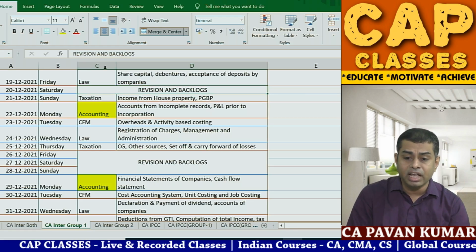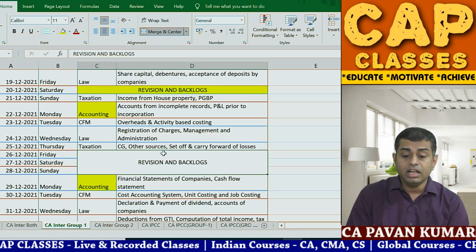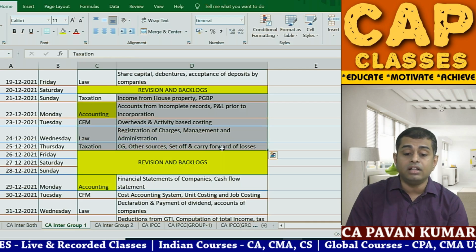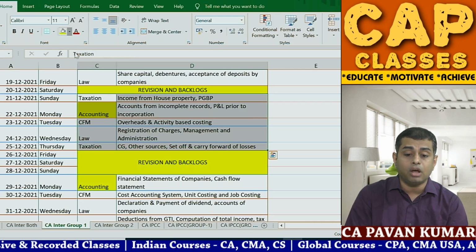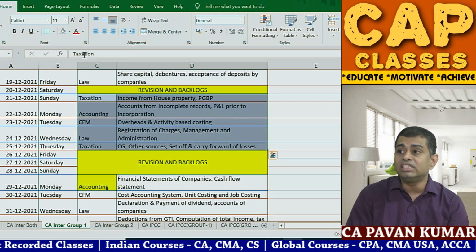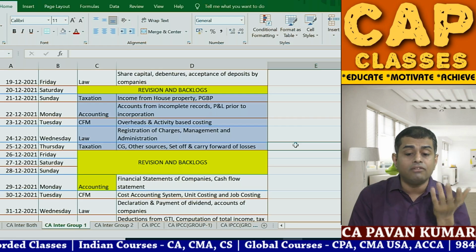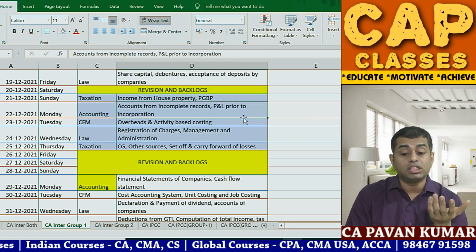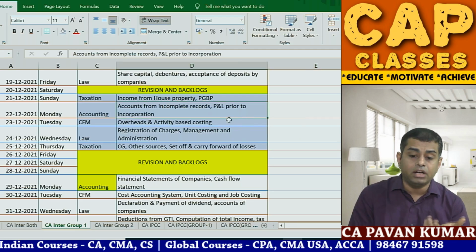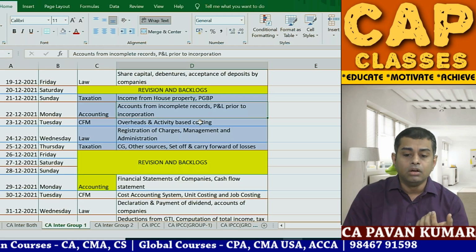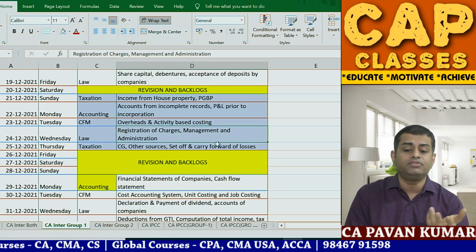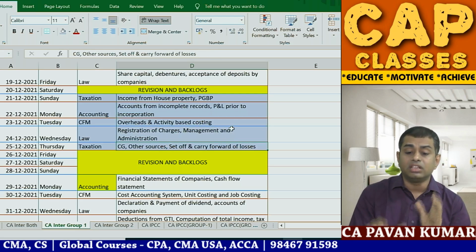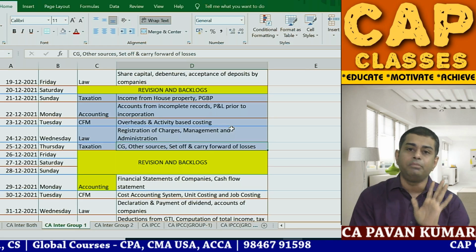Say for example, here one revision is there, here one revision is there. So in between these two, whatever you have read, these are the topics. What all you have read in these 4-5 days: income from house property, PGBP, accounts from incomplete records, profits and losses prior to incorporation, overheads and ABC, registration of charges, management admin, then capital gains, other sources, set off and carry forward. These are the topics you have read in those 5 days in between.